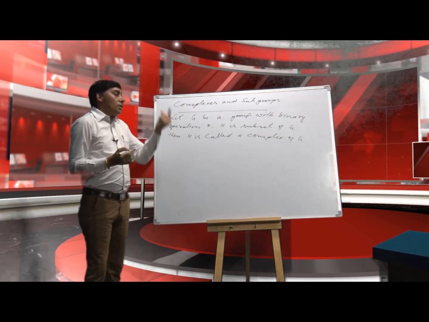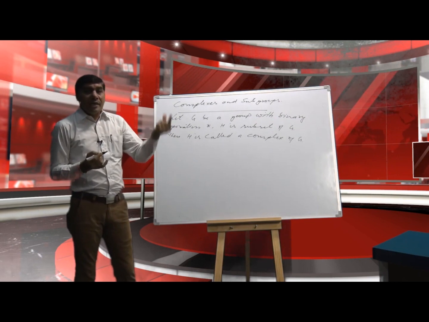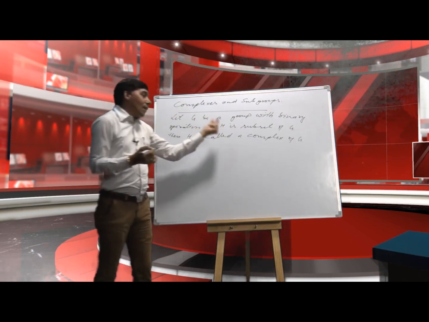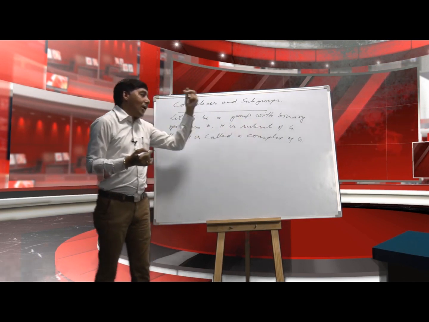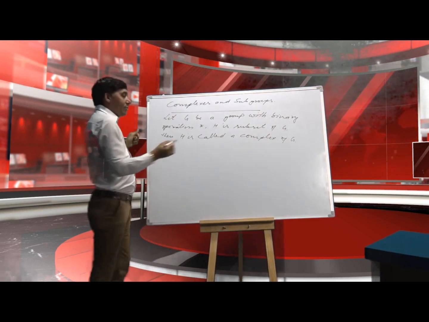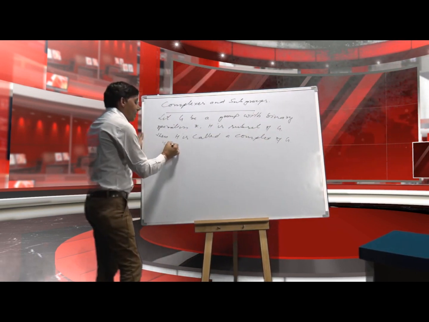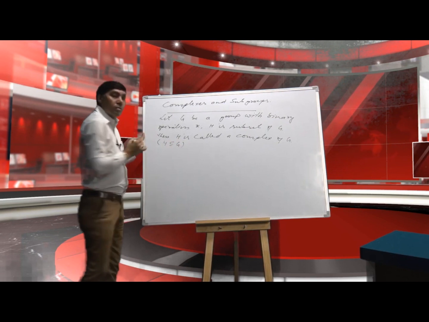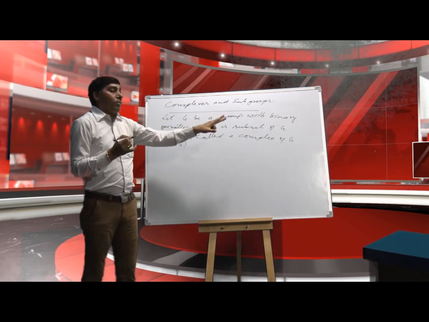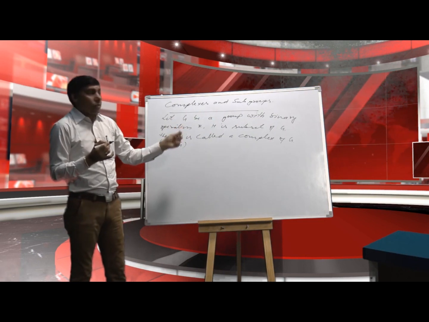That means G is a group and H is a subset, not necessarily a group. H itself is a subset of G. That means every element of H is an element of G. Mathematically we can write it as H is contained in G. So H becomes a complex of the group G.